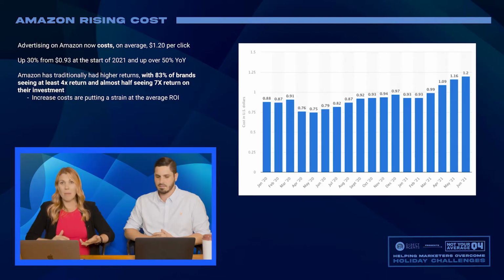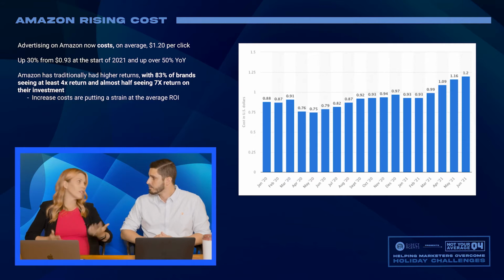And then if you go to Amazon, we're seeing this exact same thing. Costs are up about 50% year over year, and the average CPC is about $1.20 at the moment. Amazon still really benefits from high purchase intent and really high returns and things of that nature. But brands are starting to see returns go down because of the increase in costs on Amazon, just like they are on Facebook.